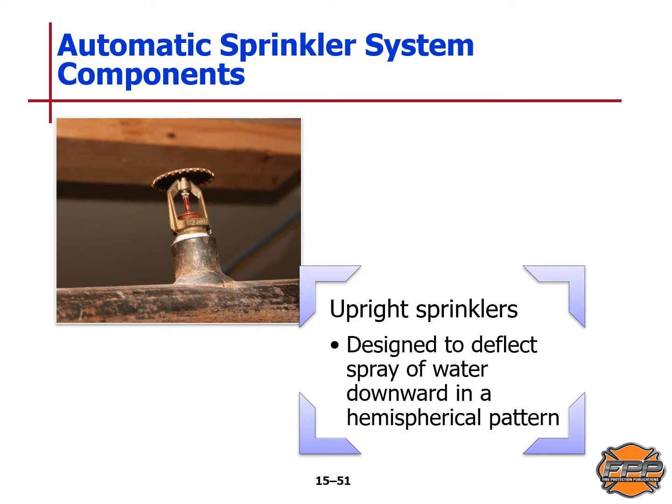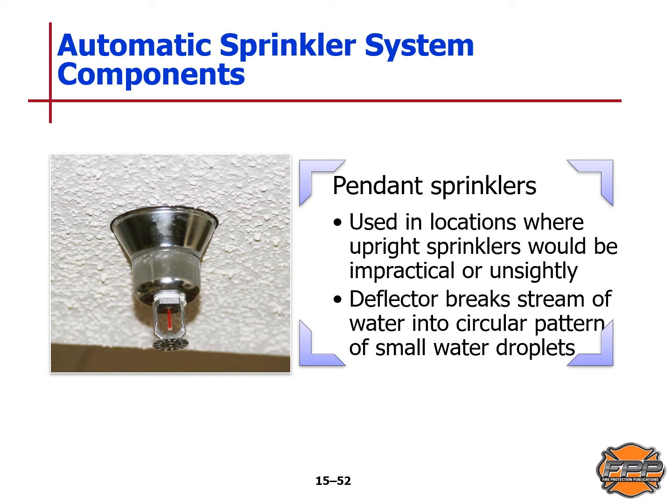Upright sprinklers are designed to deflect a spray of water downward in a hemispherical pattern. Pendant sprinklers are used in locations where upright sprinklers would be impractical or unsightly. The deflector breaks the stream of water into a circular pattern of small water droplets.